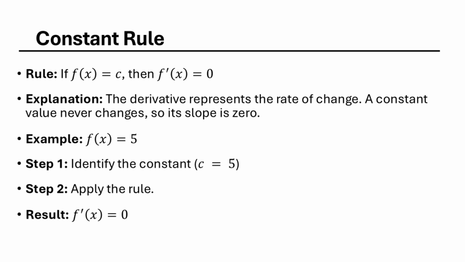For example, if we have the function f of x equals 5, we simply identify that 5 is a constant and conclude that f prime of x equals 0. It does not matter how large the constant is, whether it is 1 million or pi, the rate of change is 0.